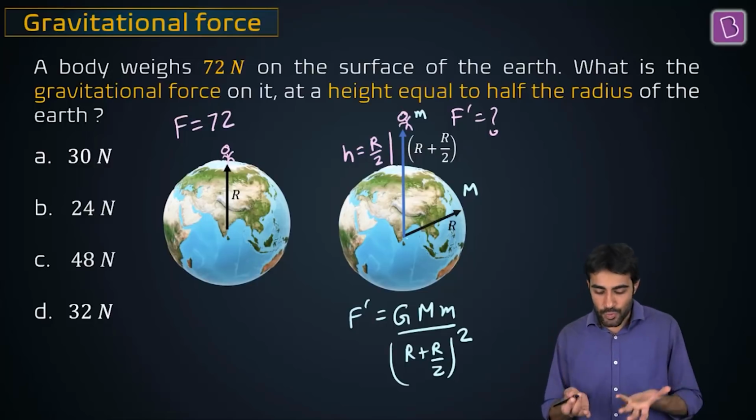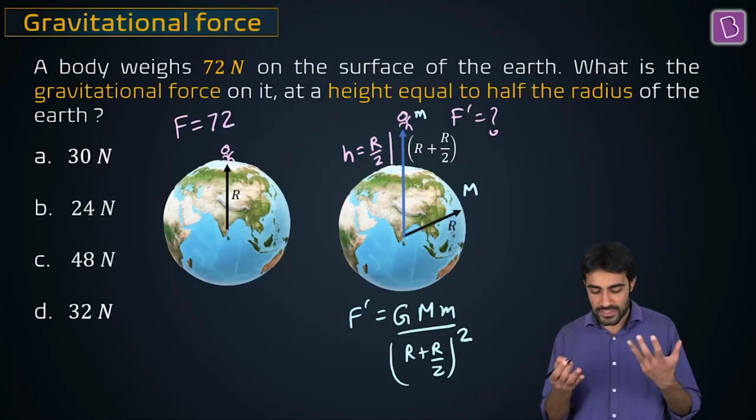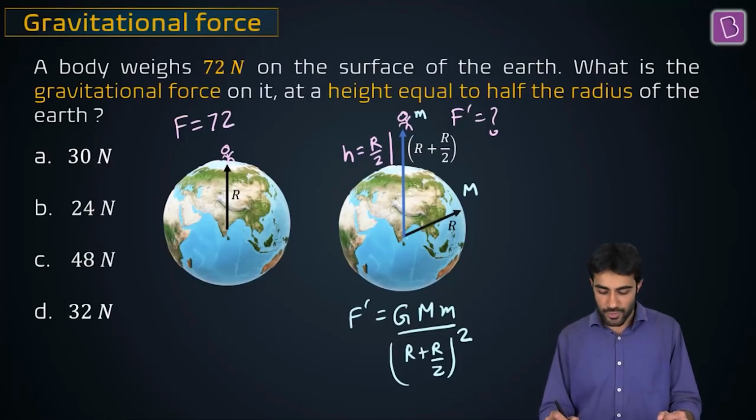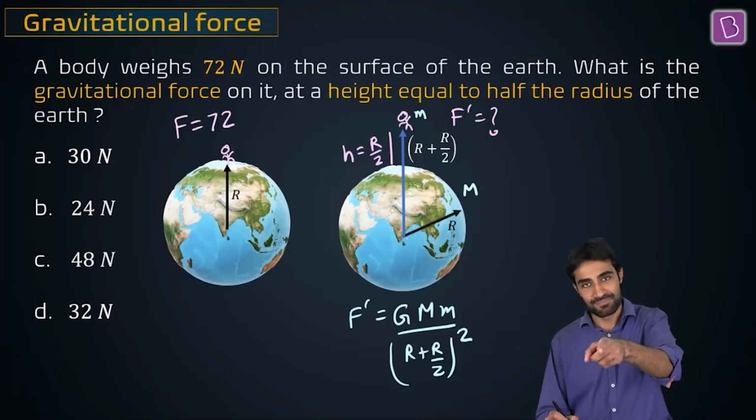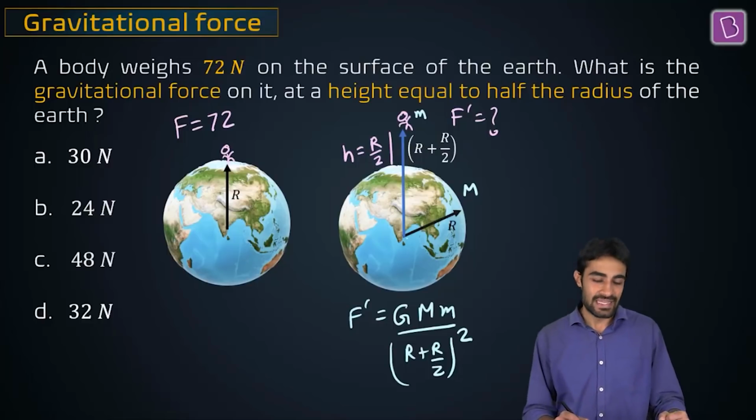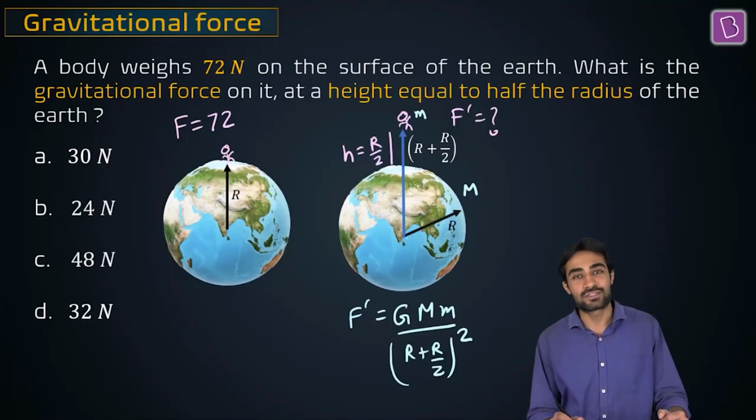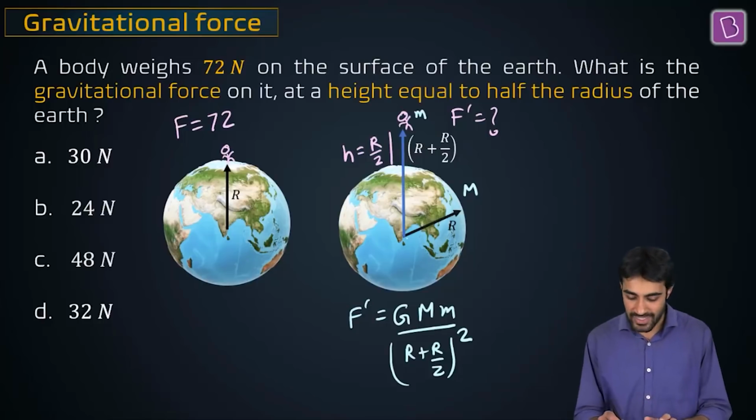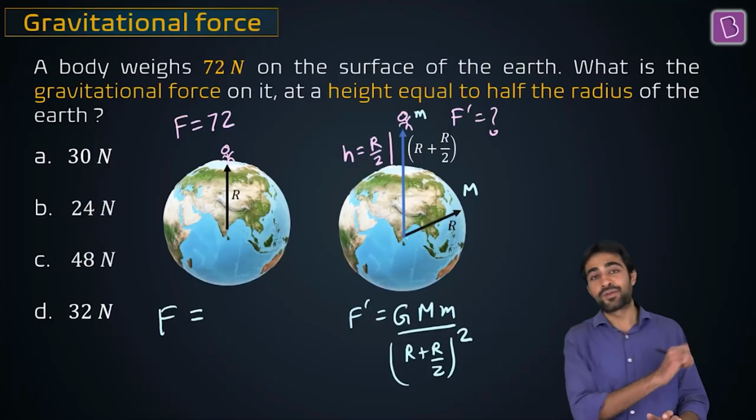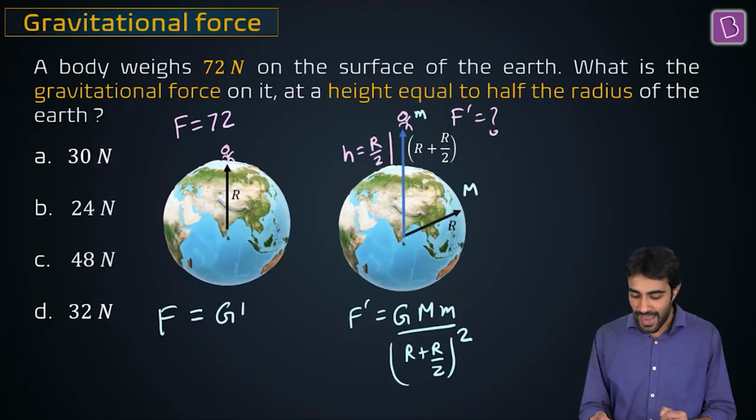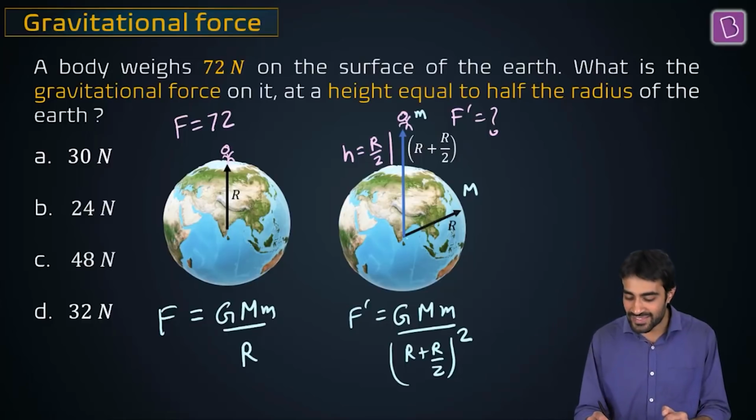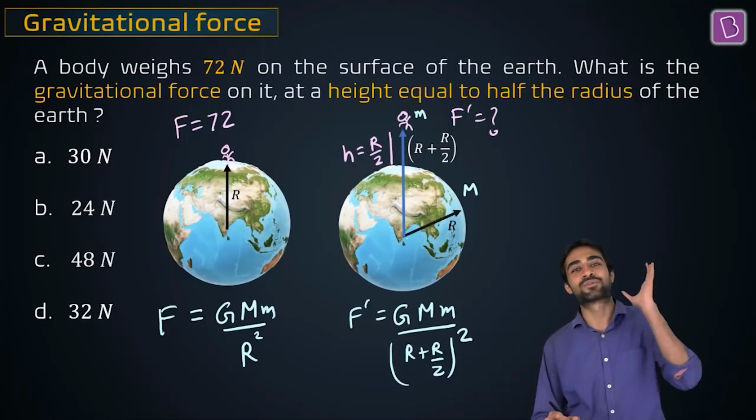You would say, well, we don't know what is the mass of the earth. We don't know what is the mass of the child. And we also don't know what is the radius of the earth. So how do we get this value of F dash? Well, let me give you a hint. You can see the previous case. In the previous case, the object is at a distance of capital R from the center of the earth, and he is on the surface of the earth. So the gravitational force on the boy earlier would be G capital M small m divided by R square. Yes, this time we have R square.